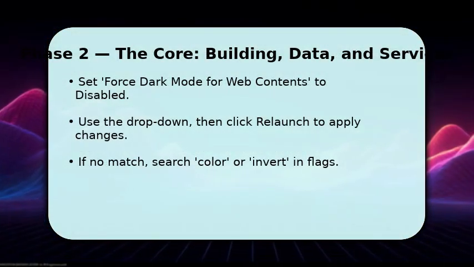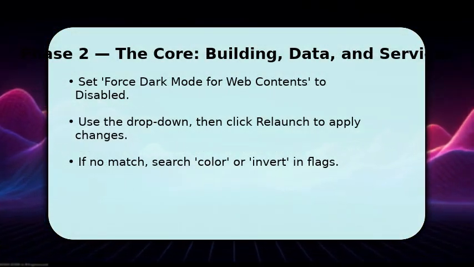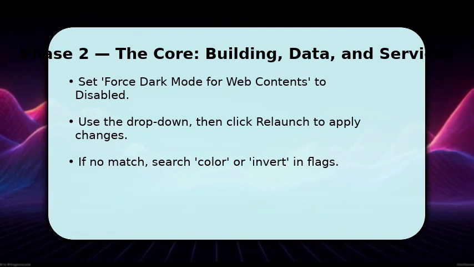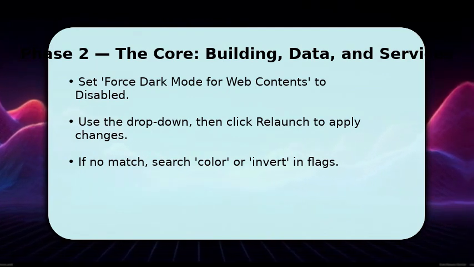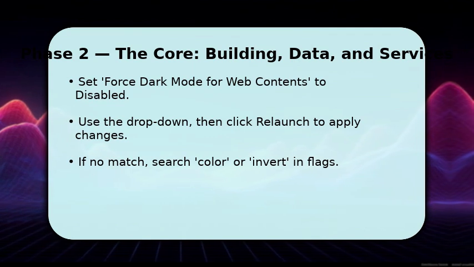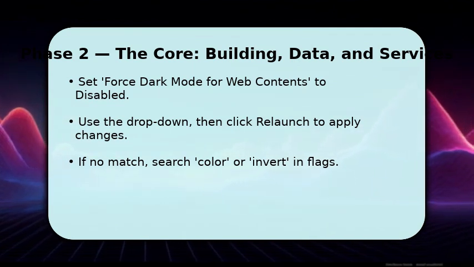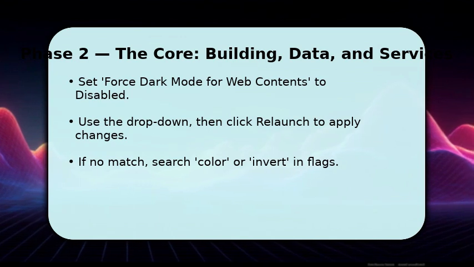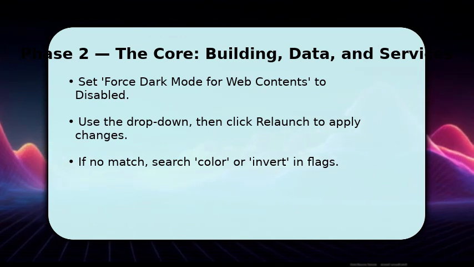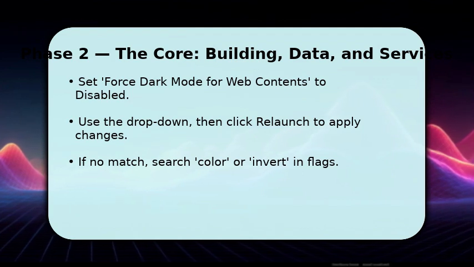Now change the setting. Locate the force dark mode flag and set it to disabled. This stops the experimental inversion that flips colors on many sites. After you choose disabled, click relaunch at the bottom. Opera GX restarts and applies the change. Once done, check a few pages that were inverted to confirm colors return to normal.